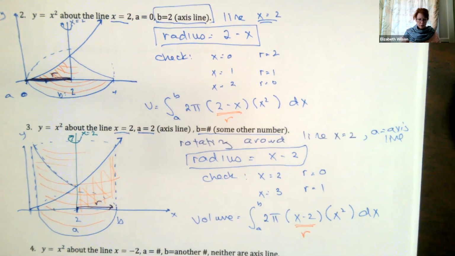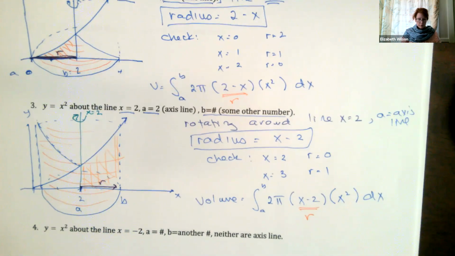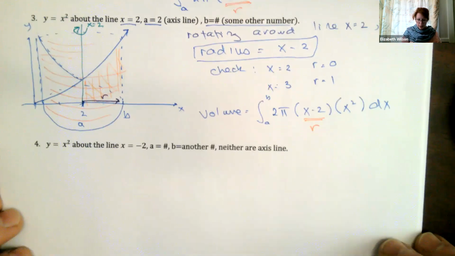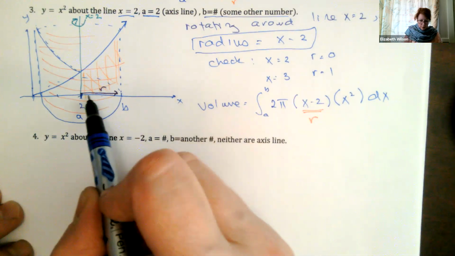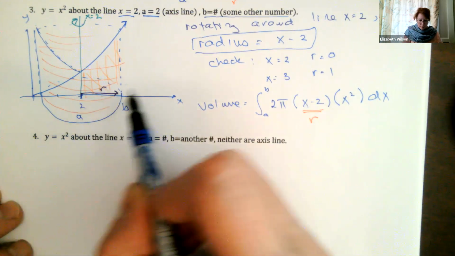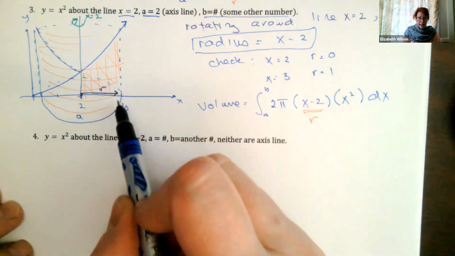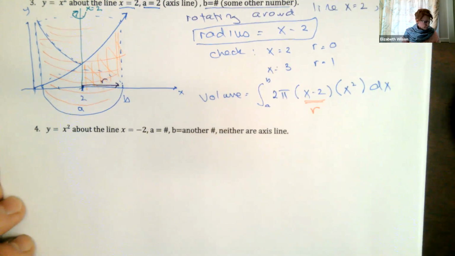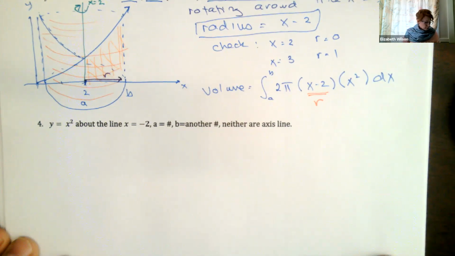Okay, different permutations on this. It helps to think about it. The checks help you a lot, help you visualize my radius should be getting bigger as I'm heading out towards B, because my A is my axis line.